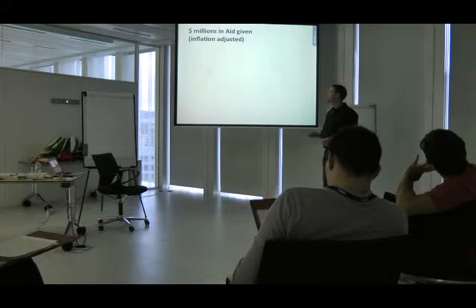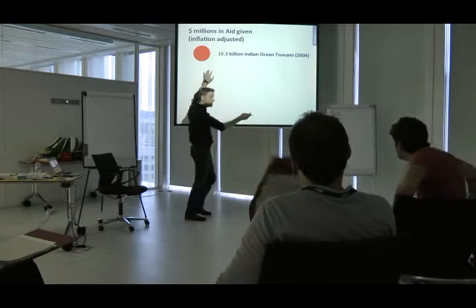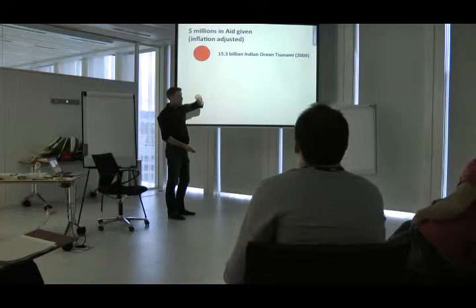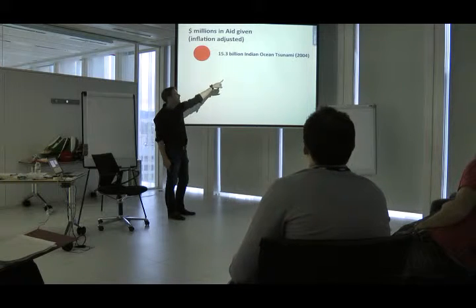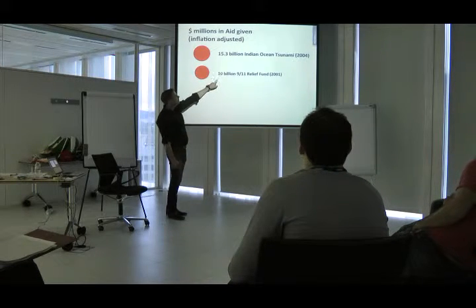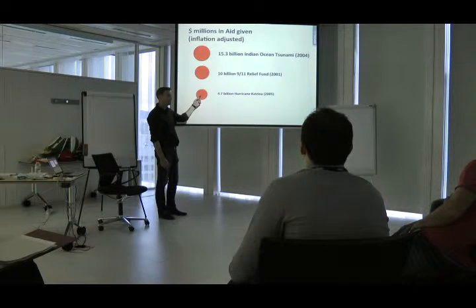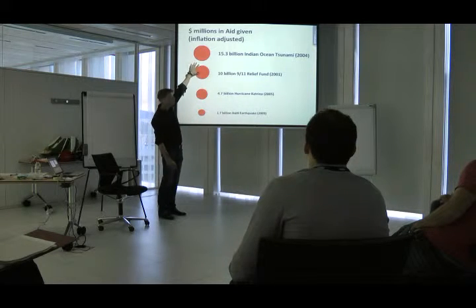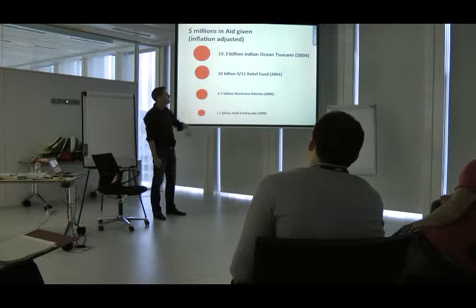millions of euros given in aid. This is another way to do it. This is easy to do. This is based on the surface area of circles. So you have 15.3 billion Indian Ocean tsunami, 2004. 9/11 relief fund, 10 billion. 4.7 Hurricane Katrina. This was Haiti. Okay, so this very visually shows you how little was given to Haiti compared to 9/11, Katrina, and Indian Ocean.